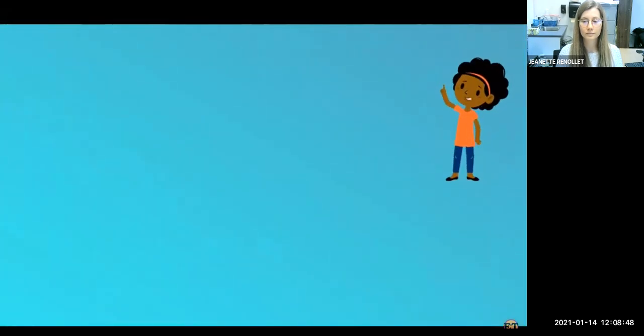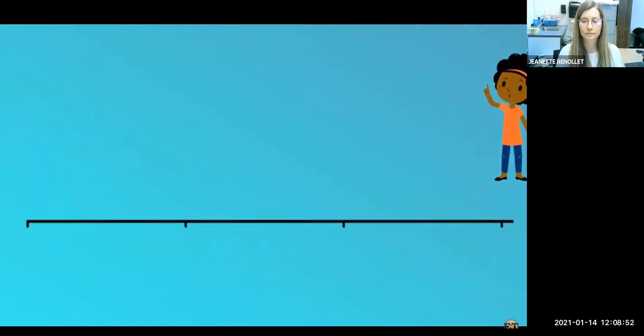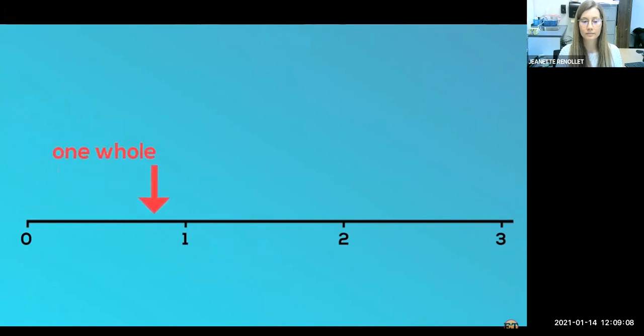Now we know what mixed numbers are, let's get back to number lines. Here we have a number line. Its start point is 0 and its end point is 3. It's important that we remember the space between 0 and 1 on our number line represents 1 whole, just like the space between 1 and 2 represents 1 whole. The same goes for the space between 2 and 3, and so on.